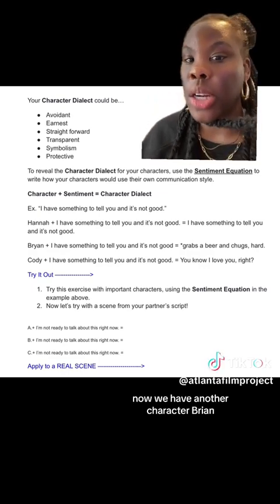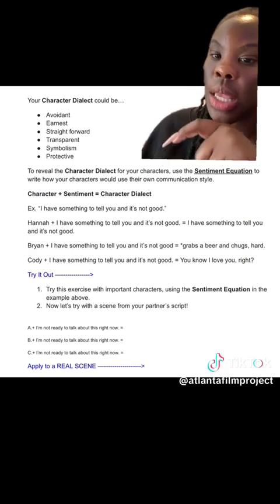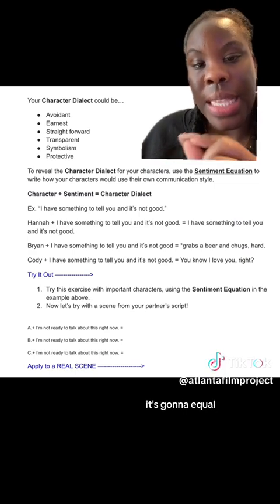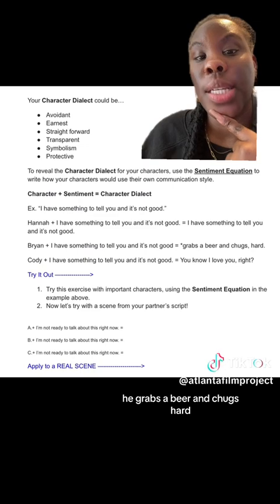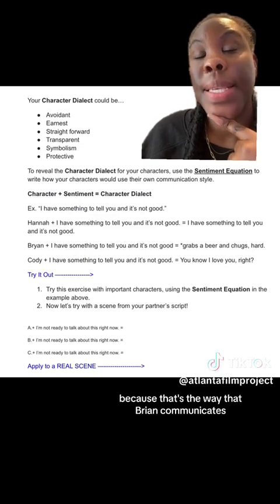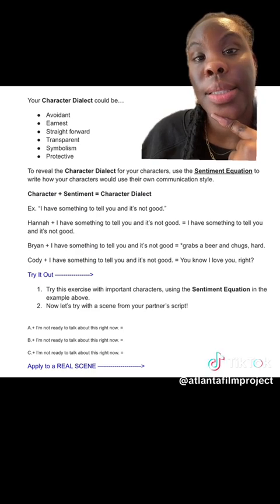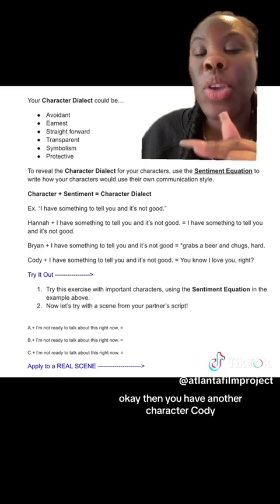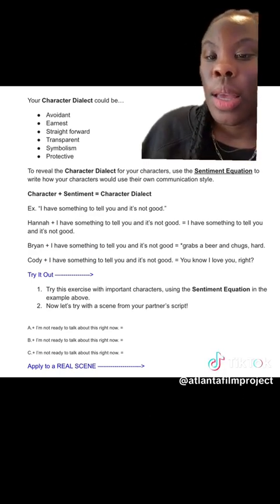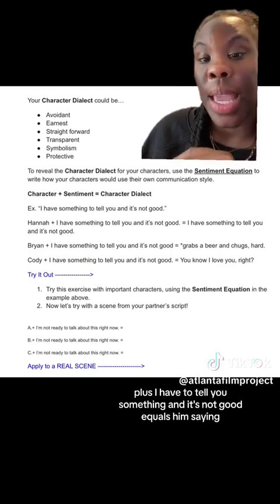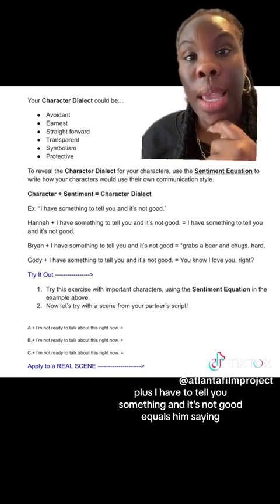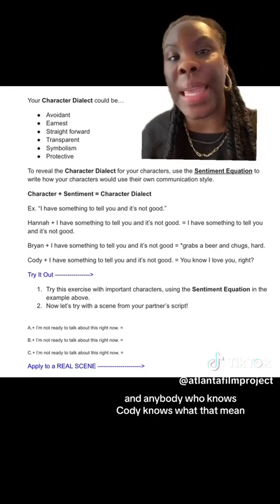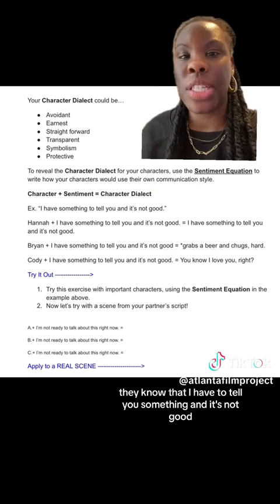Now we have another character, Brian. And so Brian plus I have to tell you something and it's not good is going to equal he grabs a beer and chugs hard, doesn't say anything, because that's the way that Brian communicates. He'll avoid it completely and start drinking, okay? Then you have another character, Cody, plus I have to tell you something and it's not good equals him saying, you know I love you, right? And anybody who knows Cody knows what that means. They know that it means I have to tell you something and it's not good.